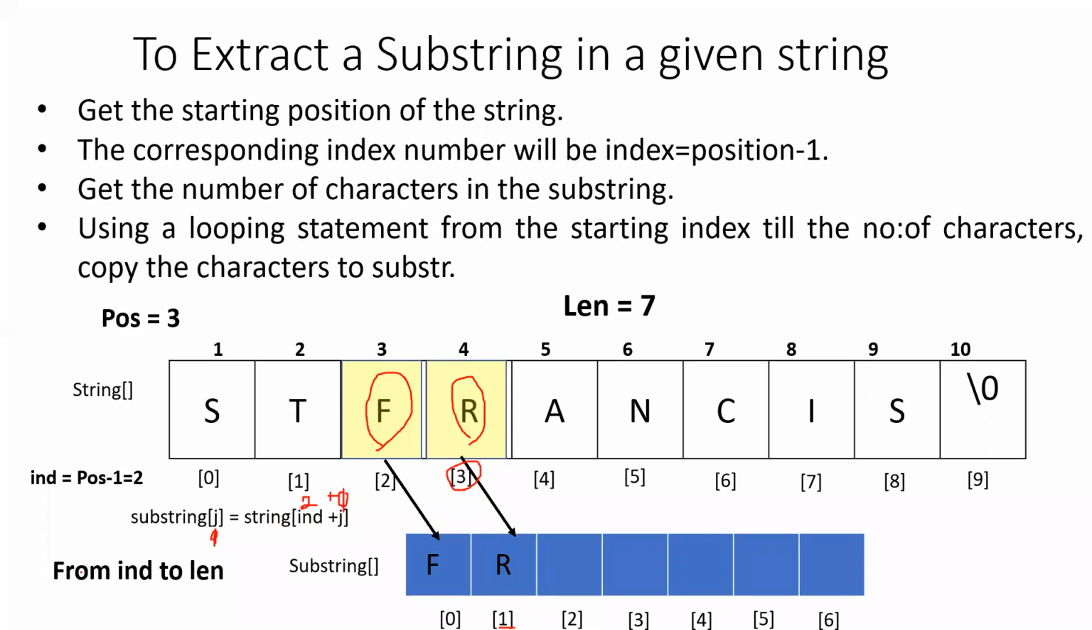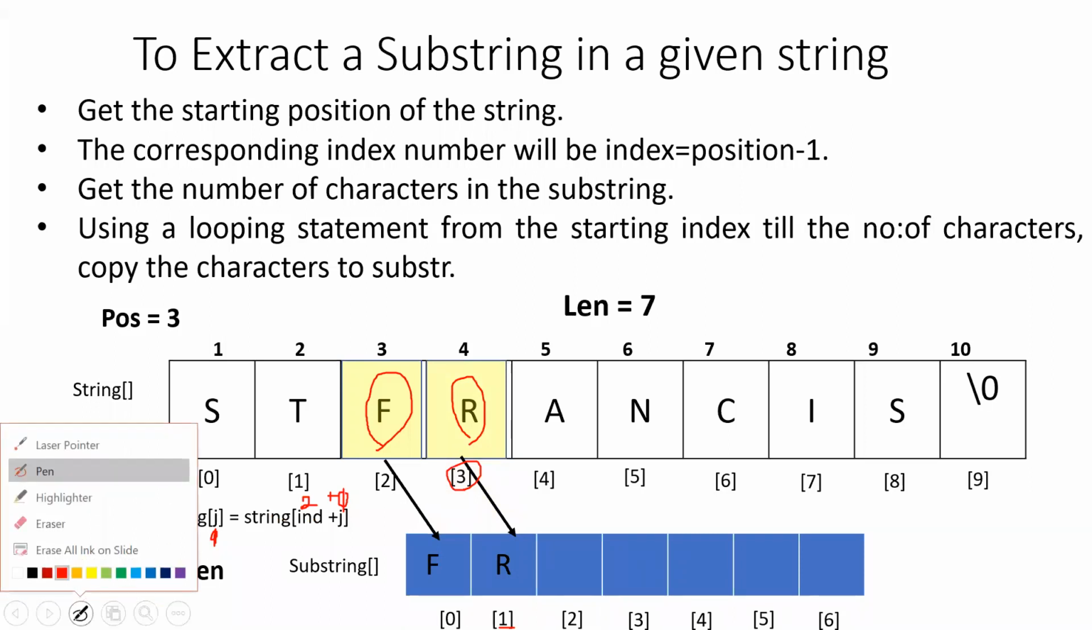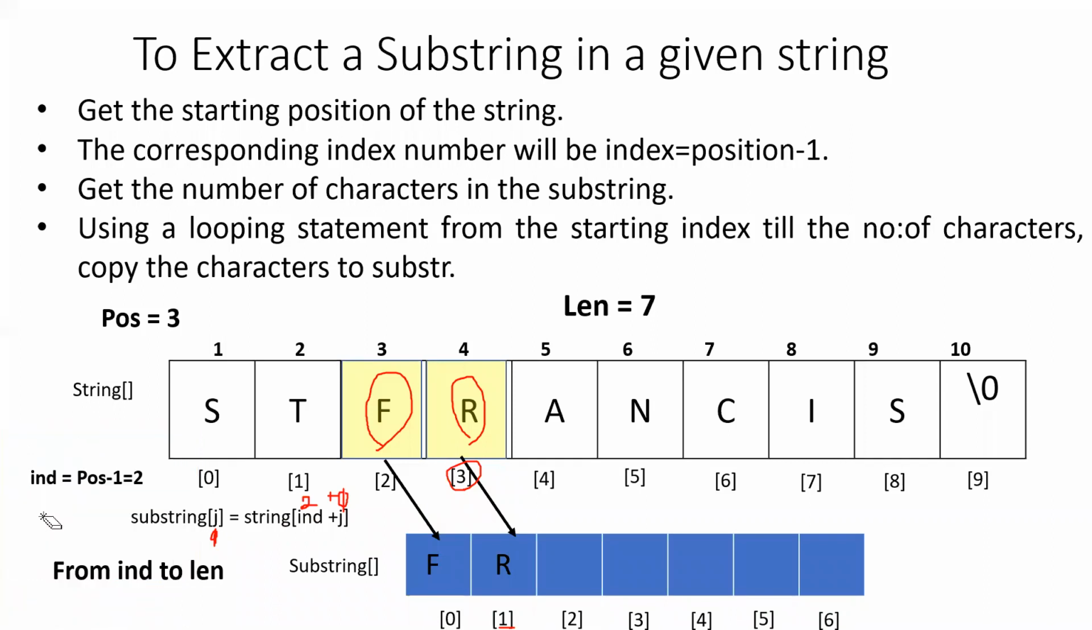Like that, if you increment the j value, what is the next j value? When we increment j, instead of 1 we will be getting 2, right? So we incremented the j value. Now for substring of 1, you will be copying the character at string of 2 plus 2, which is string of 4, and the character there is a. So you will be copying a to this position.